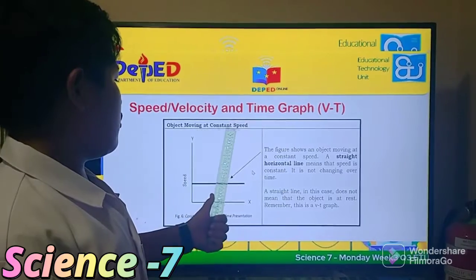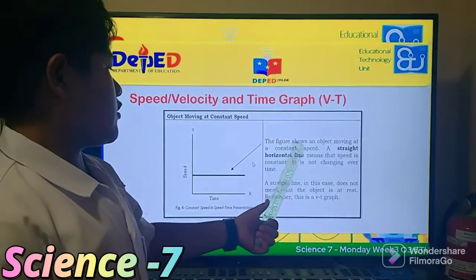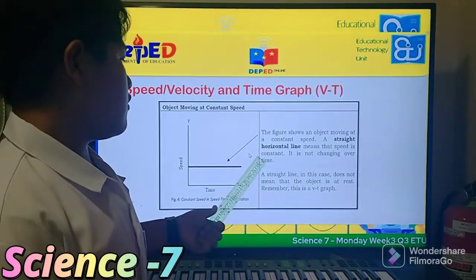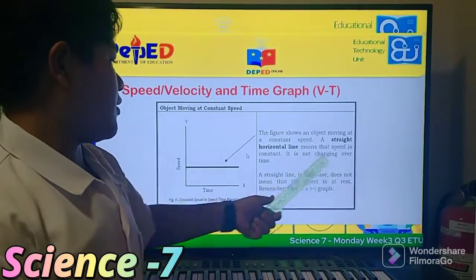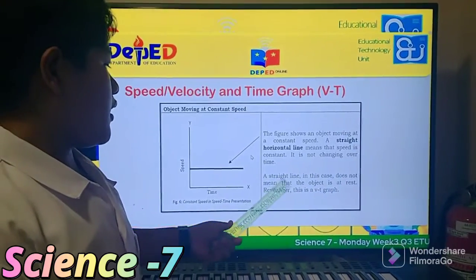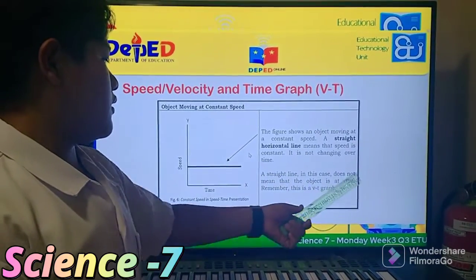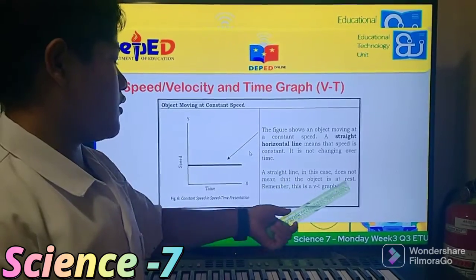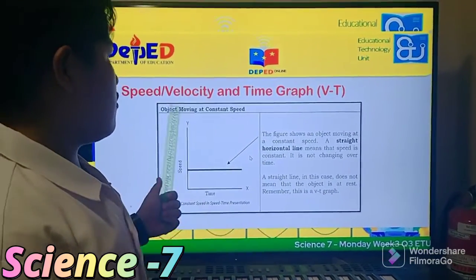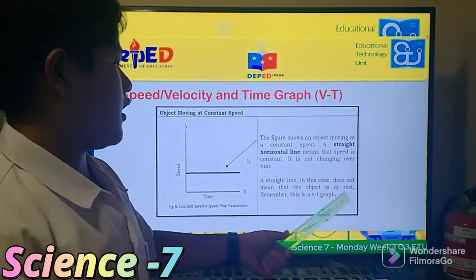Object moving at constant speed. The figure shows an object moving at a constant speed. A straight horizontal line means that the speed is constant. It is not changing over time. A straight line in this case does not mean that the object is at rest. Remember, this is a VT or velocity and time graph.